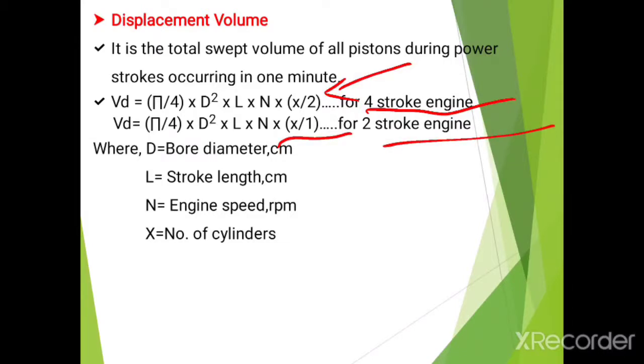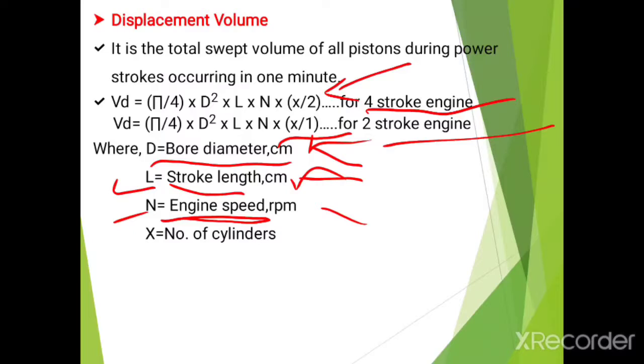Now d represents bore diameter, which is represented in centimeter. Then L means stroke length, represented again in centimeter. N means engine speed, which is represented in RPM, which means revolutions per minute. Then x means number of cylinders.